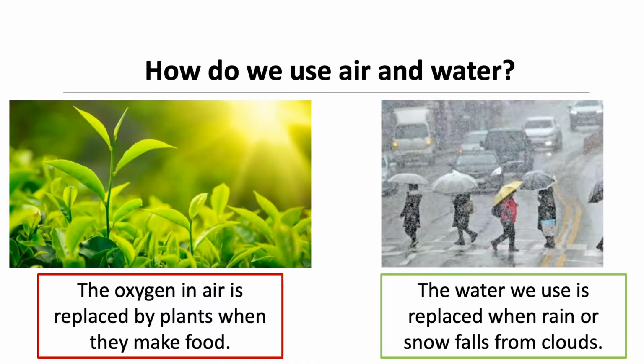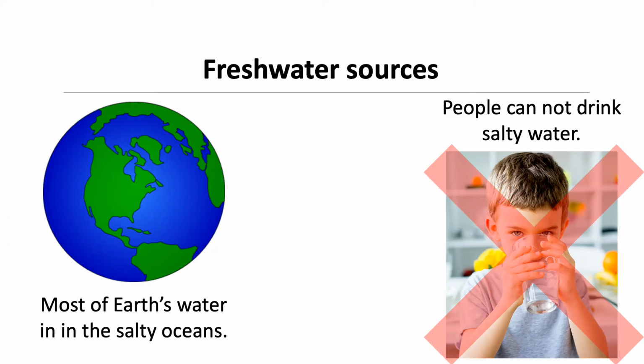Air and water are renewable resources. The oxygen in air is replaced by plants when they make food. The water we use is replaced when rain or snow falls from clouds.